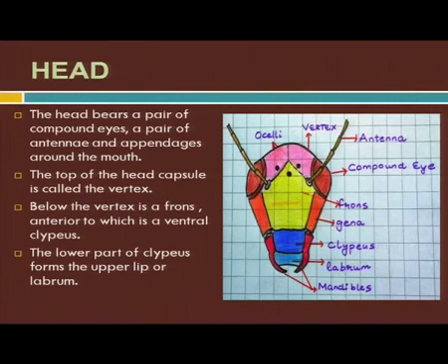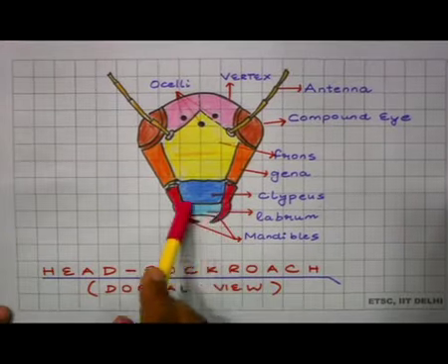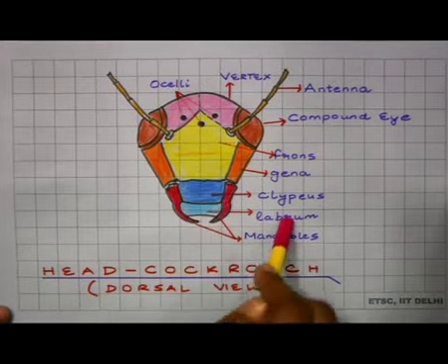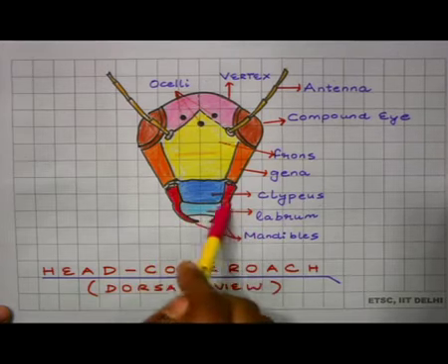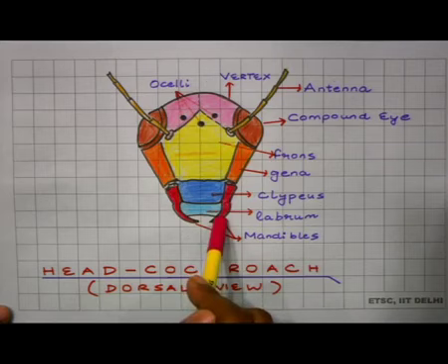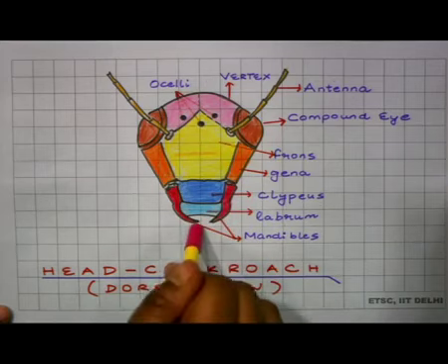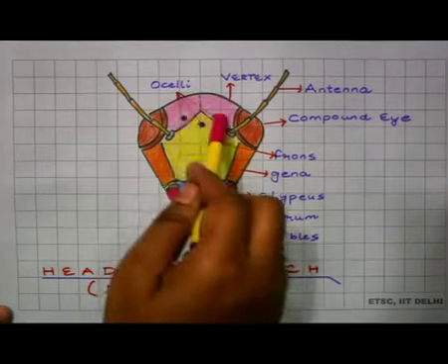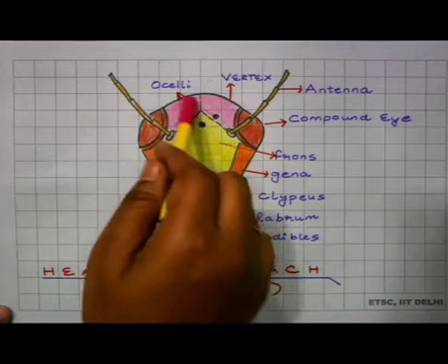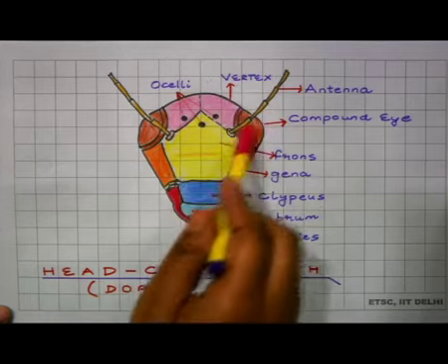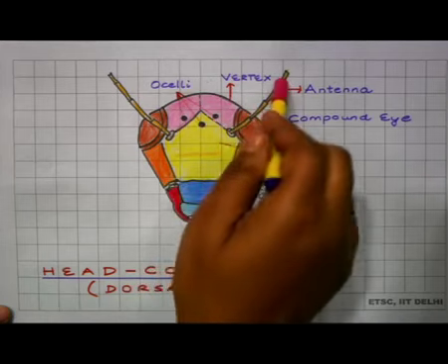Next, the lower part of the clypeus, which is the light blue in color, is the labrum or the upper lip. Labrum will form the part of the mouth part of the cockroach. So, these are the different regions. You can see ocelli also. These are referred to as simple eyes, but they are only sensory in function. A pair of compound eyes, a pair of antenna.